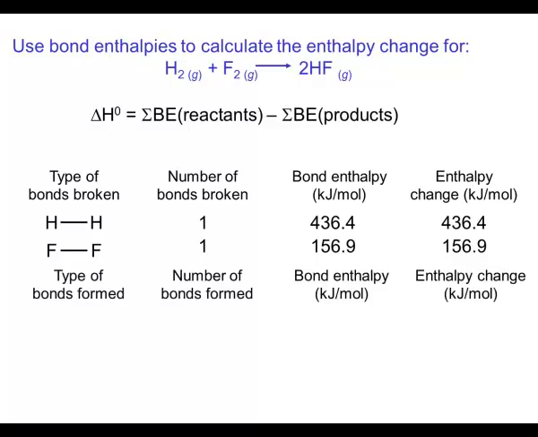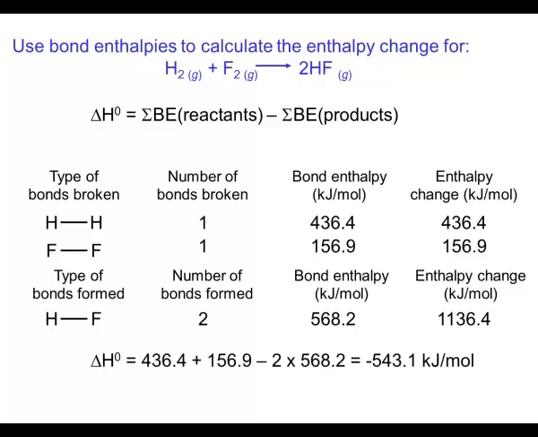When we form the bond, we have an HF bond. There are 2 of those, so it'll be 568.2 kilojoules per mole for each bond, or a total of 1,136.4 kilojoules. Adding up the bond energy of the reactants and subtracting the bond energy of the products, we arrive at an enthalpy change of negative 543.1. The energy is released.